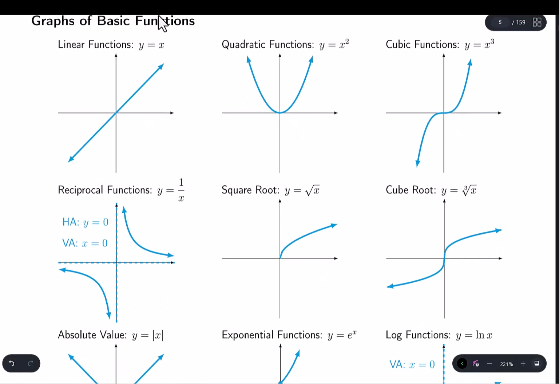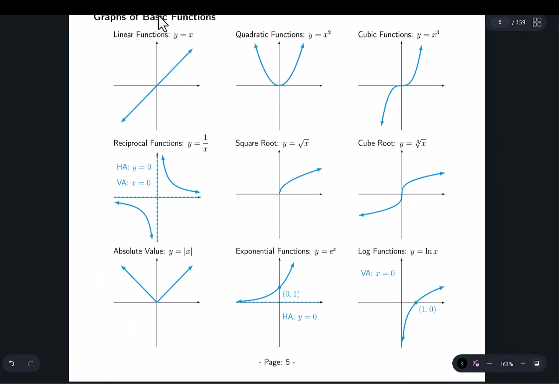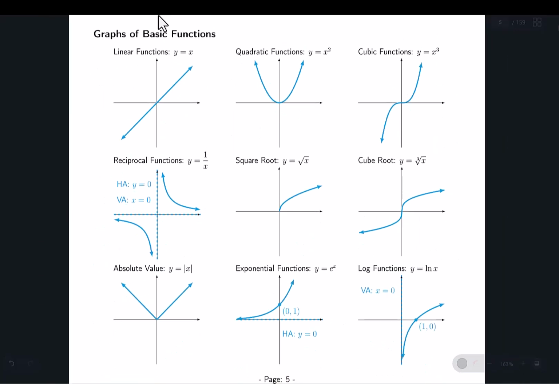These graphs that I've listed here, you should just know what these graphs look like. Our basic elementary functions are the linear function, the quadratic, which is the squaring function, cubic, the reciprocal, square root, cube root, absolute value, exponential, and logarithmic functions. These are all of our basic functions, not including the trig functions. I'll give you graphs of those when we get to trig stuff. You should know every single one of these graphs.